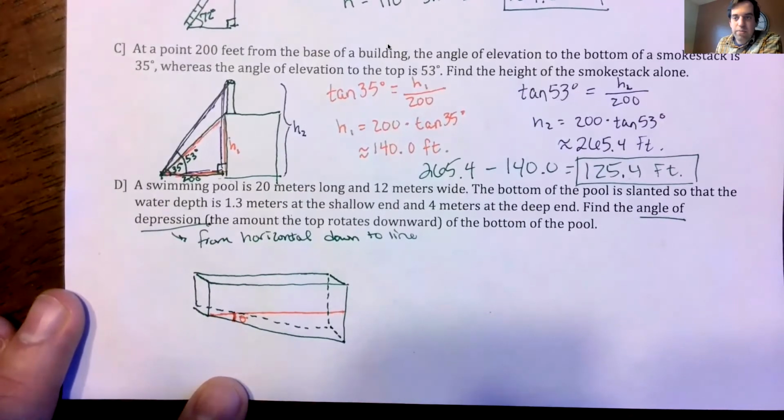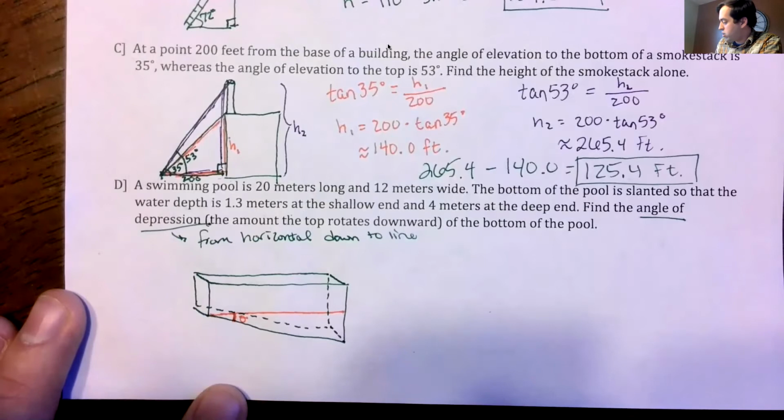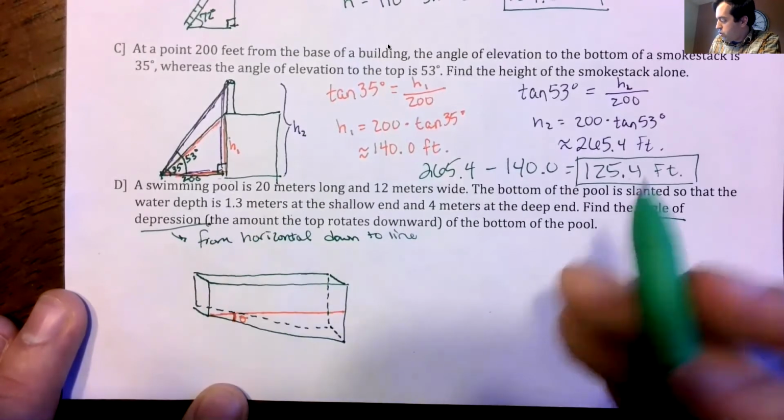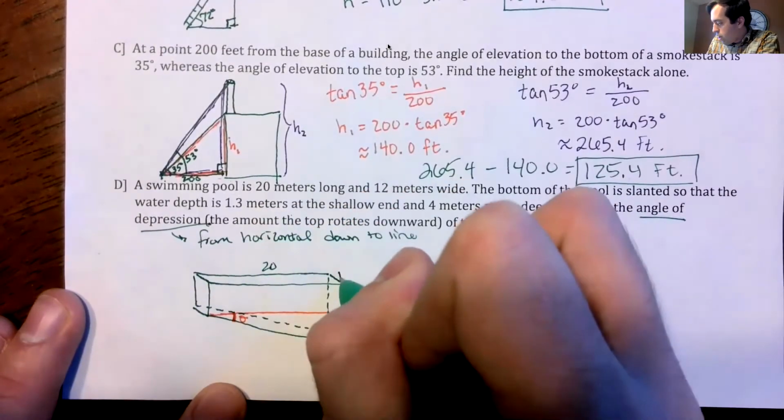Think of that red line as being like on our end of the pool, the end that's closest to us with all the solid lines. Anyway, okay, so let's try this. So I have some numbers I can fill in here. The swimming pool is 20 meters long and 12 meters wide.